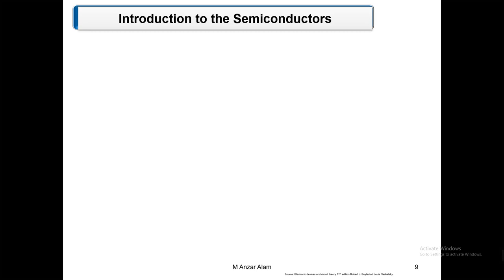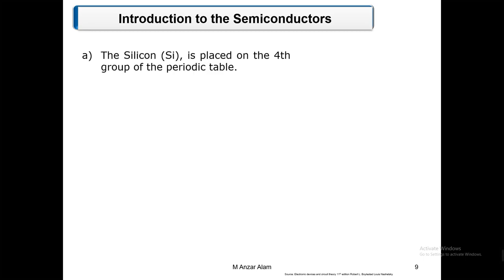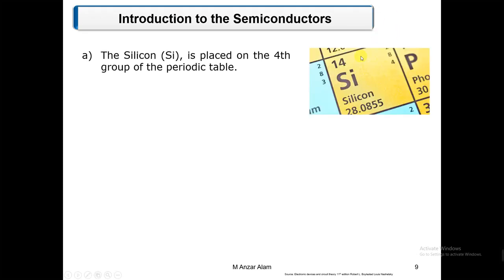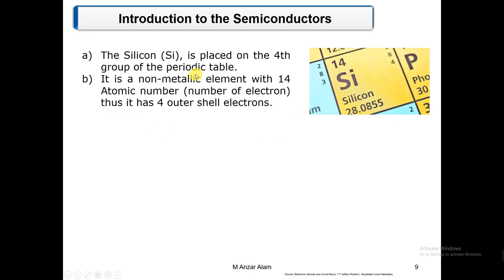Okay. Introduction to the semiconductors. And as I said before, silicon is one of the widely used semiconductors in electronics. The silicon is placed in the fourth group of the periodic table. Open your periodic table and see where the silicon is placed. If you open this one, you will find the silicon. It has atomic number 14, and it's a non-metallic element. This one is placed in group 4A. It's not metallic.